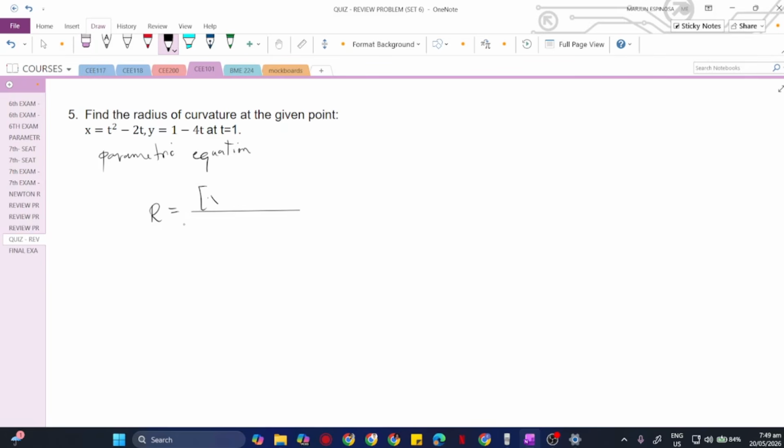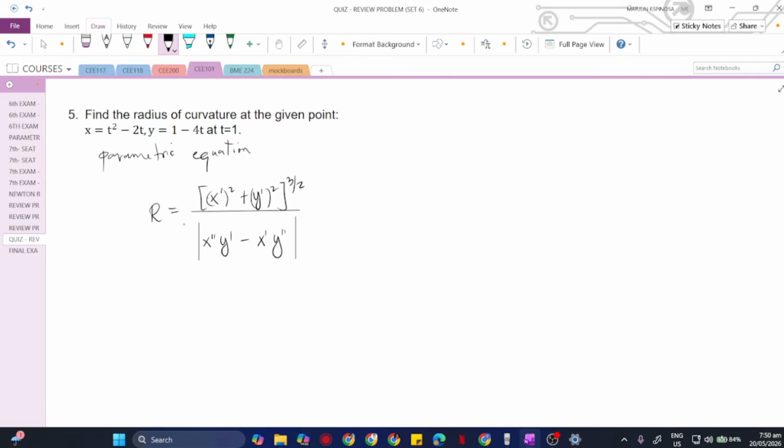Okay, that is x prime square plus y prime square raised to the power of 3 halves. And then itong sa denominator, we get here the absolute value of x double prime y prime minus x prime y double prime. Okay, y double prime. I hope that you were still able to memorize this formula.